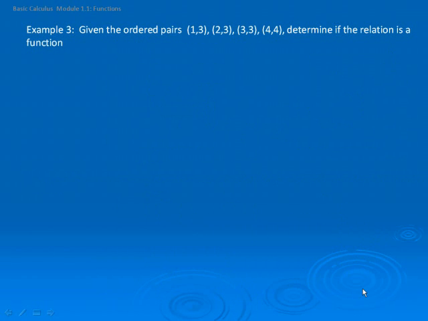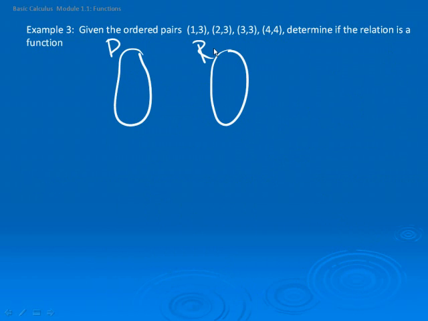And once again, we're given four ordered pairs. So let's set up my domain and my range. My domain, again, are the x values. Remember that x and y. So my x values are 1, 2, 3, and 4. And my range is 3, and that one's 3 also, and that one's 3, so 3 is being used, and that one right there would be 4.